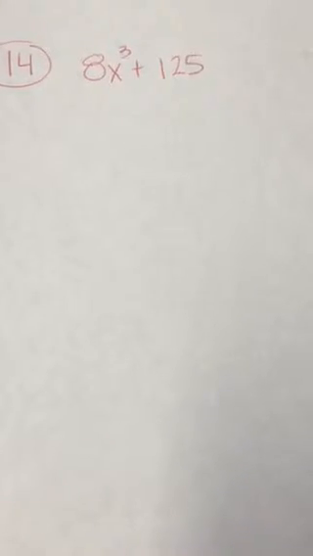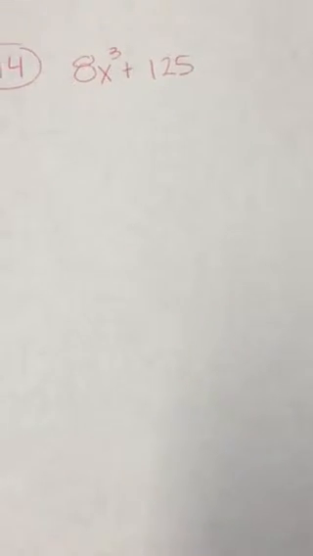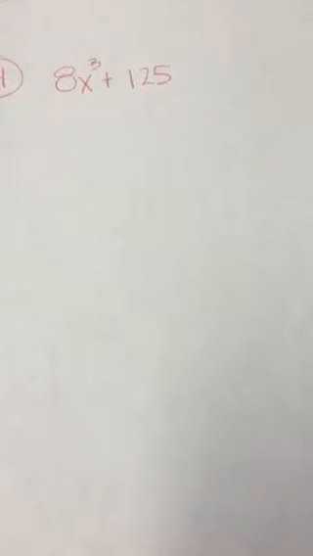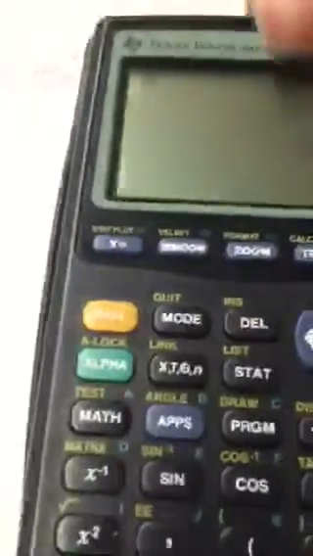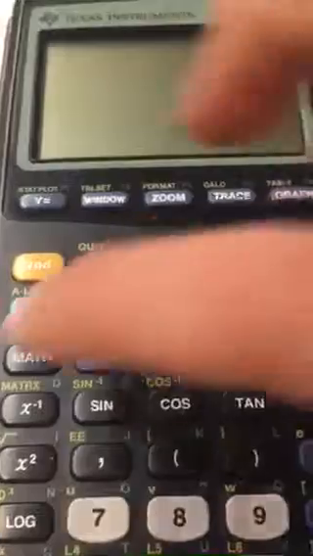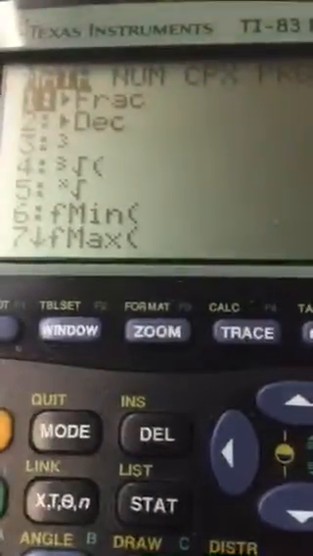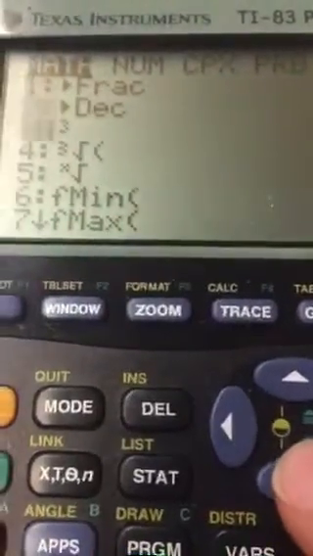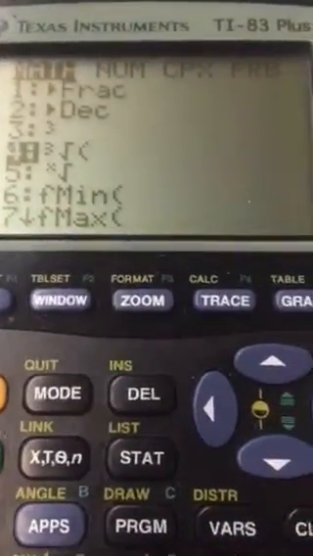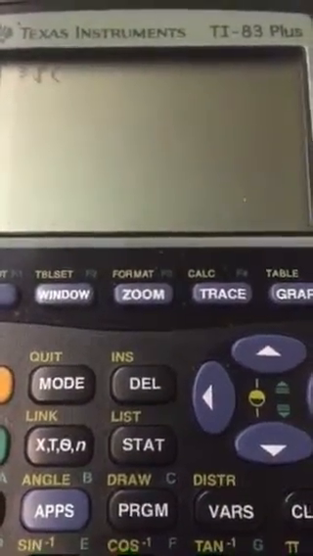But if you look at number 14 from your homework, it's 8x cubed plus 125. Now, obviously, this is going to be a perfect cube because the directions say it is. And if you are unsure how to find a perfect cube, I will show you using your calculator. So you hit your math button, and then notice the fourth one down, so let me arrow down, that one right there. You hit enter, and that means the cube root.